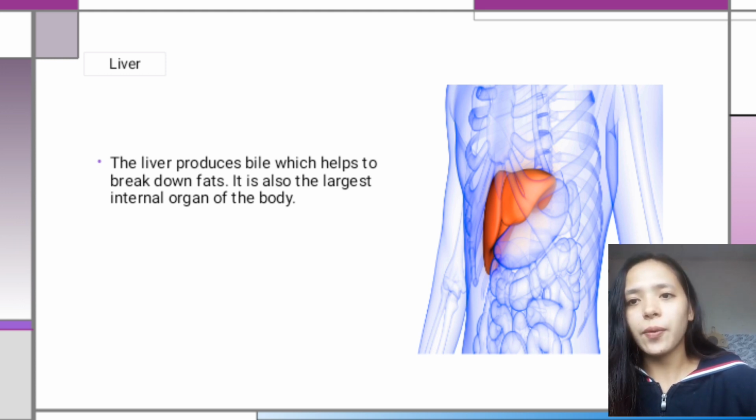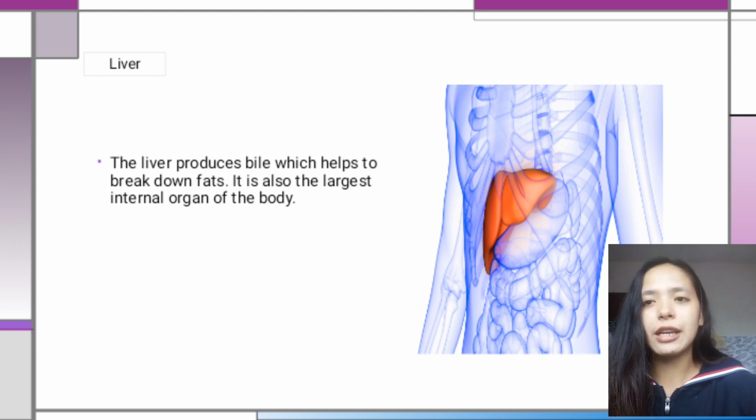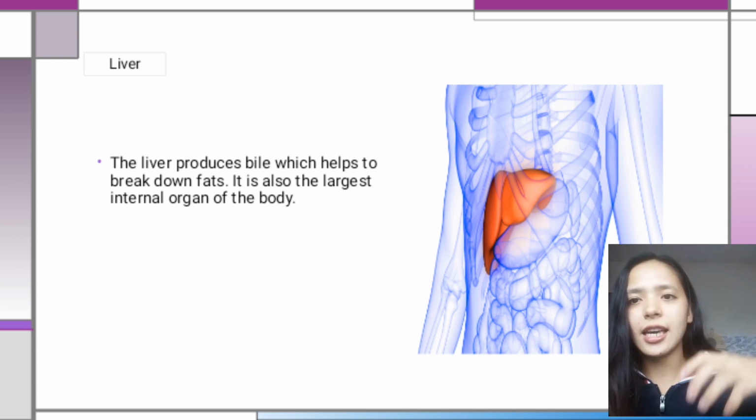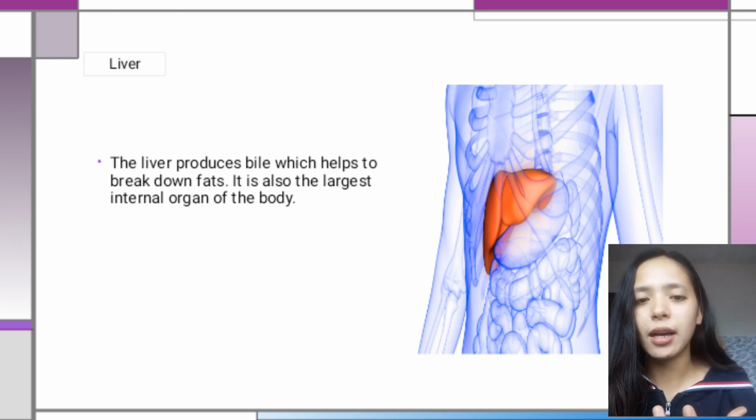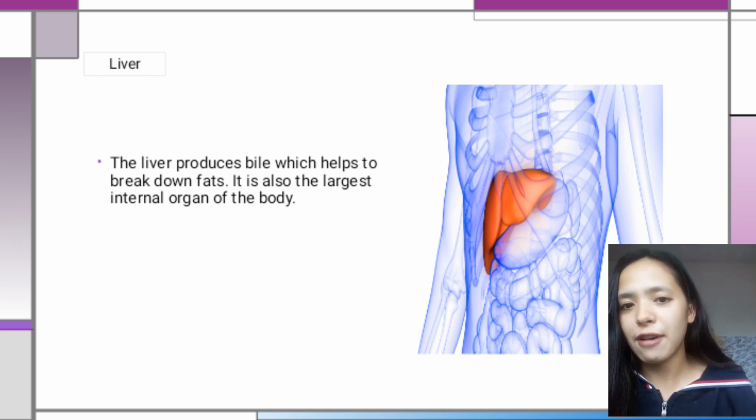It is also the largest internal organ of the body, so necessary po ang liver, no, because kaning bile niya nga iyang gi-produce mo na siya ang help pag-breakdown sa fats na naa sa atong food na gi-intake.